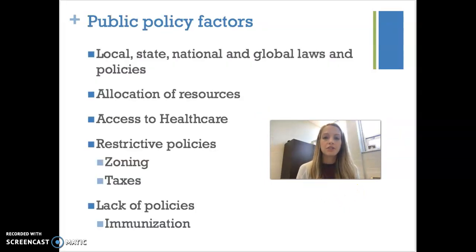And then public policy factors. These are made at the local, state, national, and global level. They can be laws and policies. They give us allocation of resources. So think about healthcare and those individuals that are given access to healthcare. Restrictive policies, so different zonings and taxes. If you think about smoking, the increase in taxes on smoking could definitely discourage individuals from smoking. Lack of policies, immunizations, so things like that. With these policies, children can't enter public schools without having their updated immunizations and providing a record of that. Those policies help create those behavior changes.